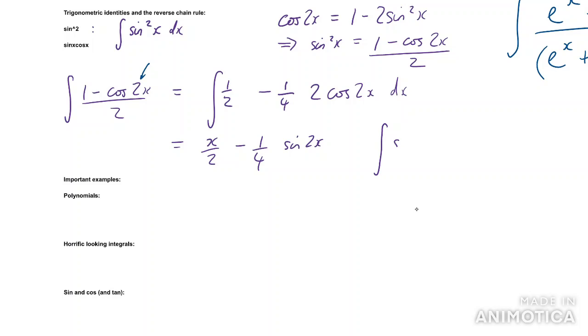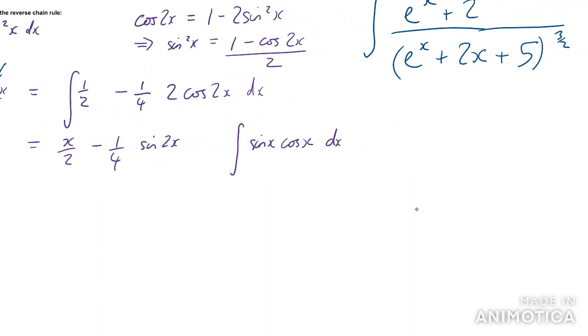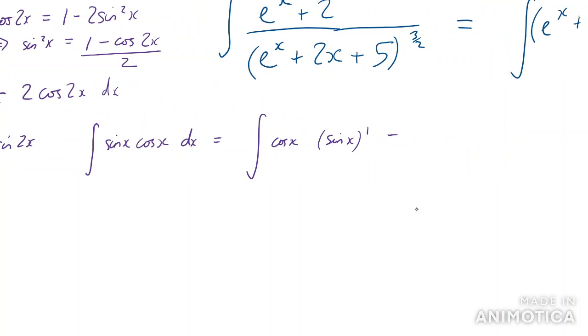How do we integrate sine x cos x? Well, you could write that in terms of sine 2x, but actually this is also an example of the reverse chain rule, because what could we rewrite this as? We could say that this is simply cos x times sine x to the 1. If you integrate it, we've got exactly the right differential of this function out here as cos x. And so this is just going to be sine x to the 2 over 2.